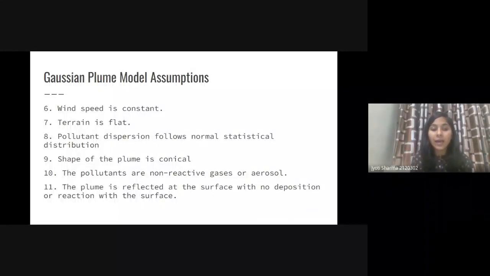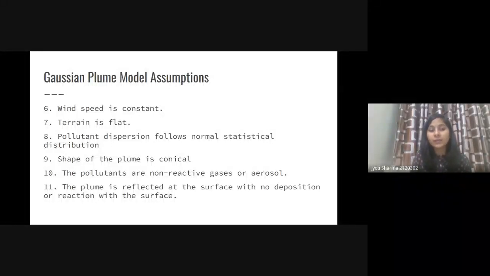here we are assuming that our wind speed is constant up to the receptor. For example, near the chimney your wind speed was 30 meter per second, and we are also assuming that at the receptor this wind speed is 30 meter per second only. We are also assuming that terrain is flat. If we are not assuming this, then there will be turbulence, and considering that turbulence in the equation will be trickier for us. That's why we are just assuming that our terrain is flat.